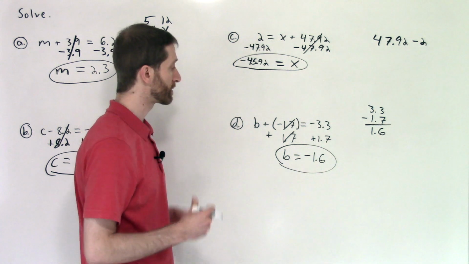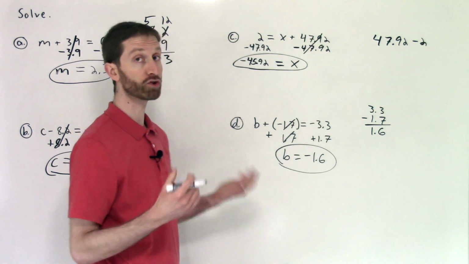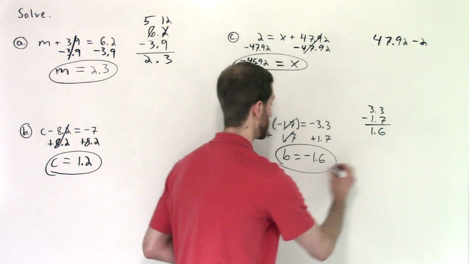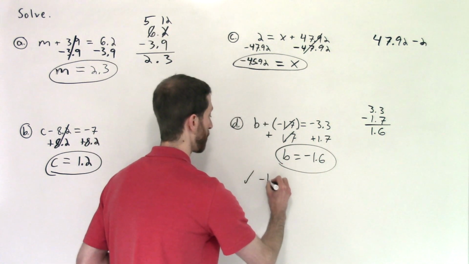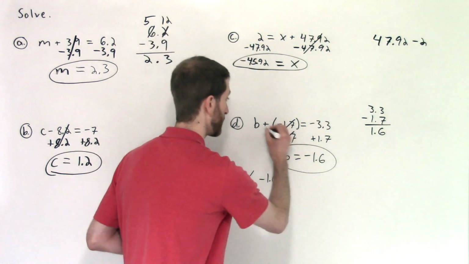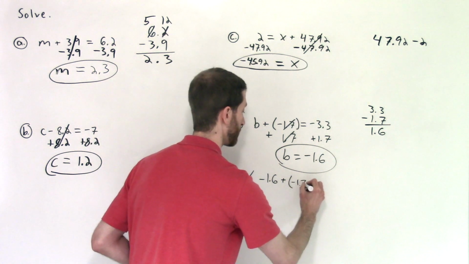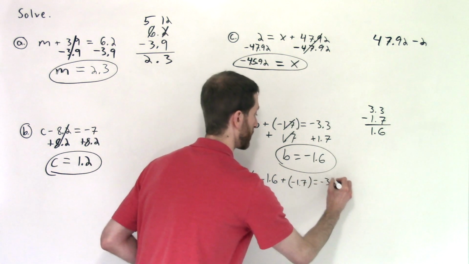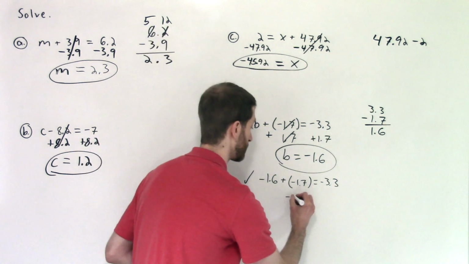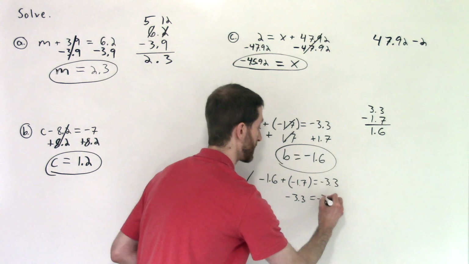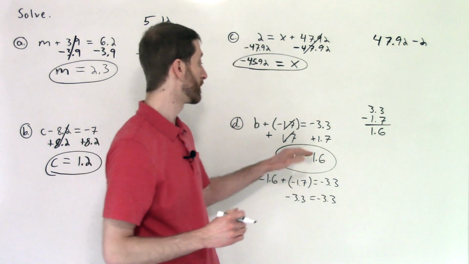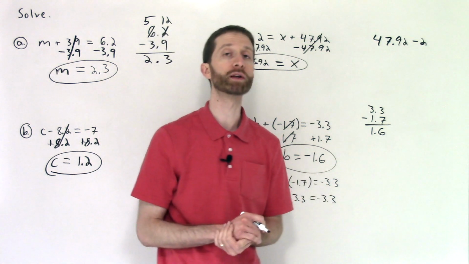So we have that our answer is negative 1.6. If that is the truth, then if I plug negative 1.6 back into b, so I'll do that over here. If I plug in negative 1.6 for b, and I add on to it everything else that was originally in the problem, I should get negative 3.3. And whether you use a calculator or do it mentally, we do get that negative 3.3 is on the left side now, which is equivalent to the right side. So we know that this equation is true as long as b is equal to negative 1.6.